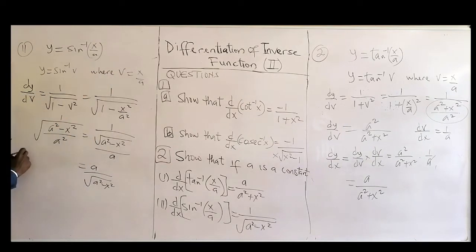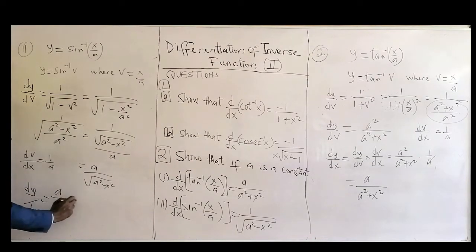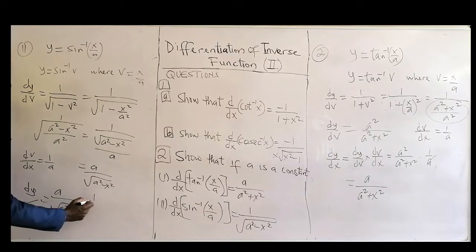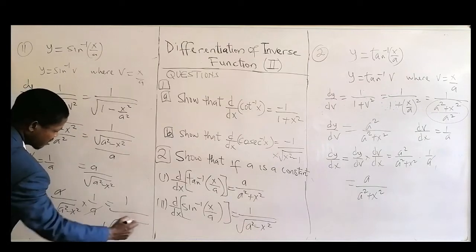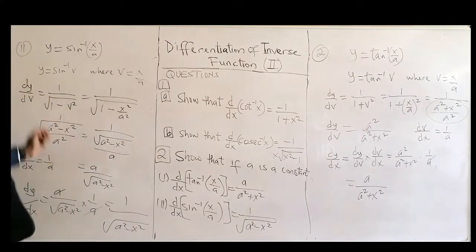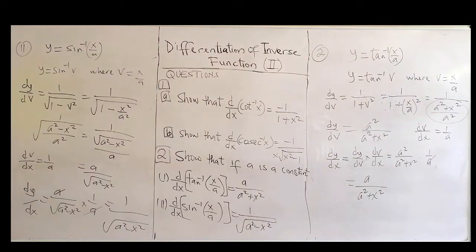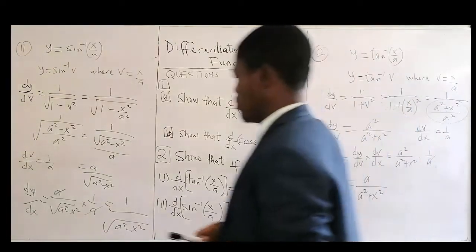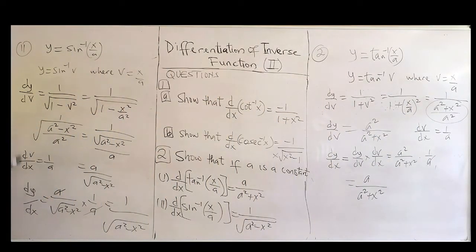And your dv/dx now is 1 over a. Okay, so finally your dy/dx is going to be a over this, times dv/dx, 1 over a. So this one we cancel. Then you have what? 1 over the square root of what? a squared minus x squared. So that one is done. Okay, that's that. And don't forget your dy/dx will be dy/dv times dv/dx. So that's what we have done there. Now let's take one more question.